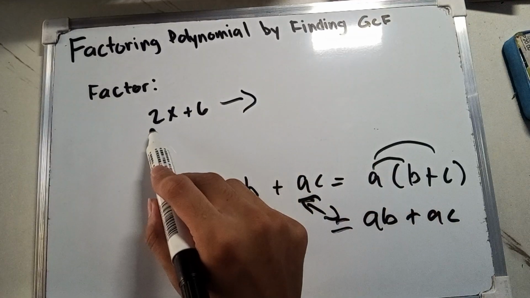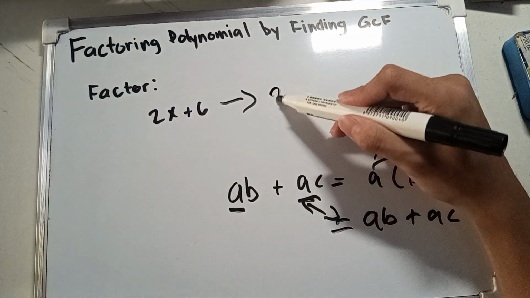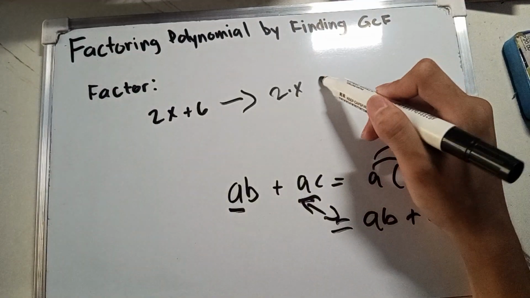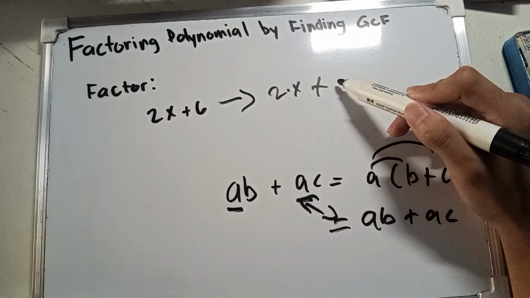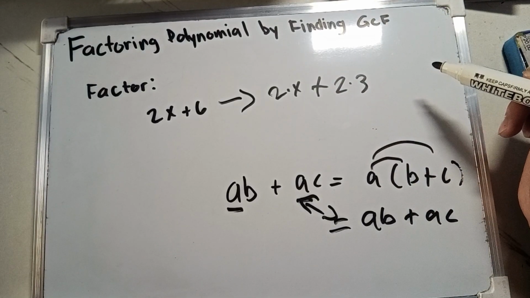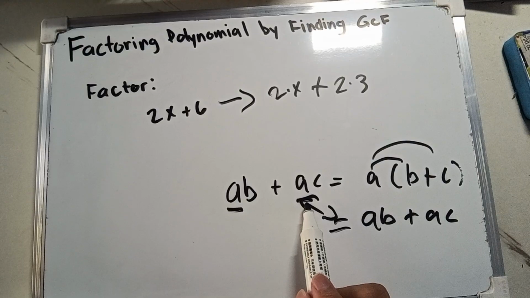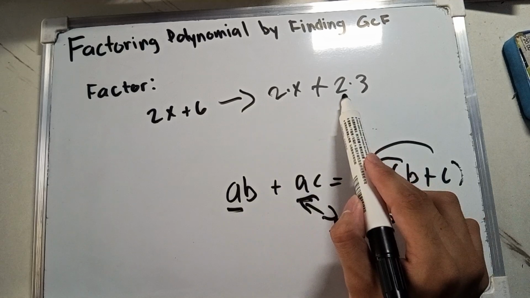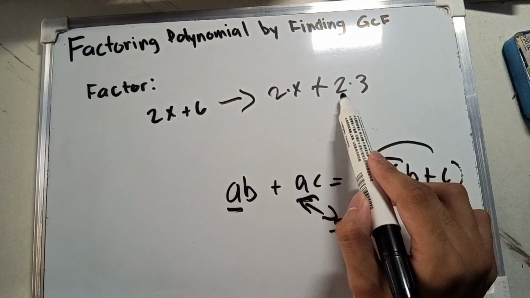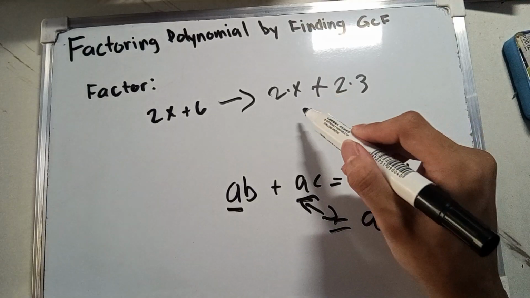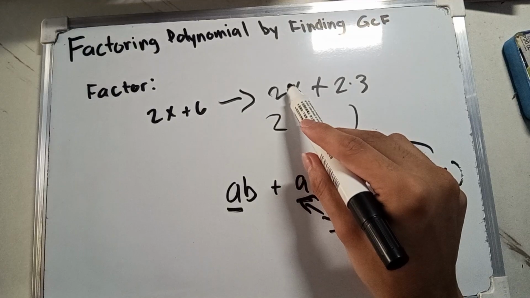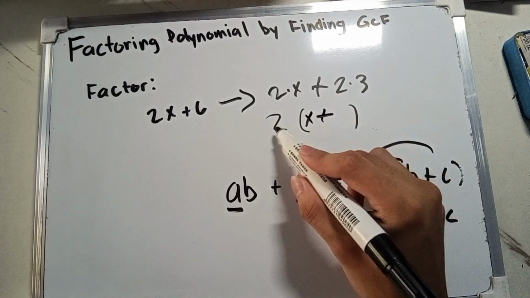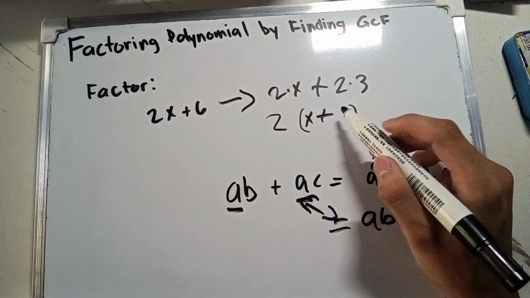So 2x can be written as 2 times x, plus 6, or what are the multiples? That is 2 times 3. Now we have this rule in the beginning. Since 2 is the common multiple of the two terms, we can factor that out and put 2 here. Since we put 2 here, 2 will cancel, so it will become x plus 6 divided by 2, or 3.